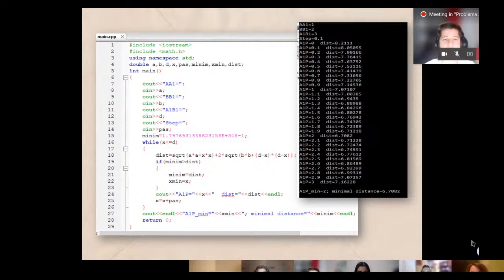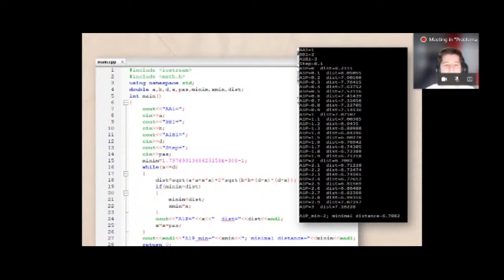And third, the long number with which we have initialized the variable minim is the biggest number that the double data type can reach. Let's now get to discuss each program in particular. The first computer program reads the lengths a, b, and d of segments AA1, BB1, and A1B1, and the variable path in which we store the step.